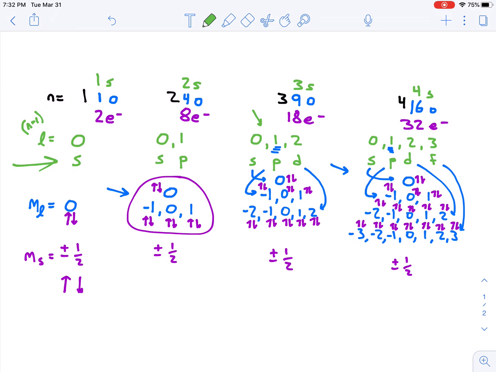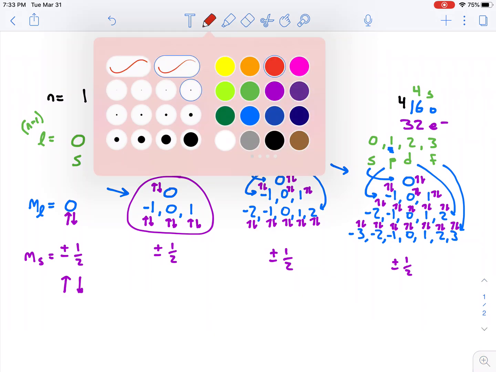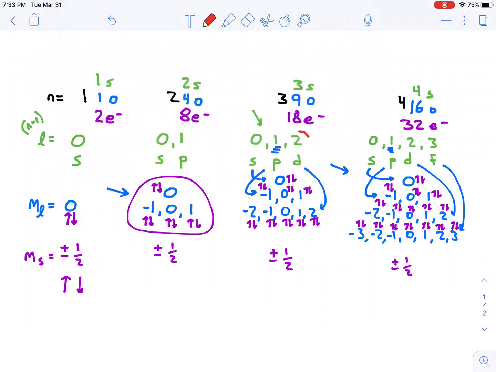Number 2 says, how many 3D orientations are possible for L equals 2? Well, if L equals 2, let's go find that. Here's L equals 2. M sub L, the blue letters, is the 3D orientation. So 2, we said, corresponds with this one. How many letters are right here? Well, there's 1, 2, 3, 4, 5 letters. So number 2 on your note guide, how many 3D orientations are possible for L equals 2? Well, there are 5 of them, 5 possible orientations.